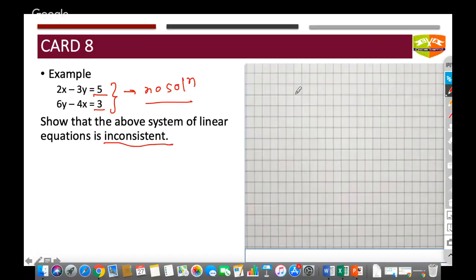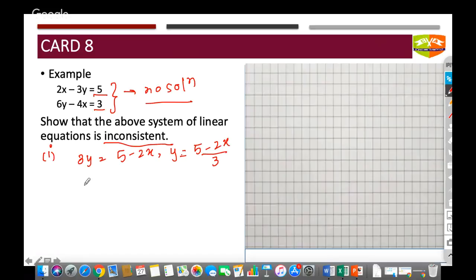So my question becomes very clear: the two lines which I am plotting now have to be parallel to each other, and they cannot be cutting or intersecting each other at any particular point. Now I take a few values. I take the first equation and represent 3y is equal to 5 minus 2x, so y is equal to (5 minus 2x) divided by 3.